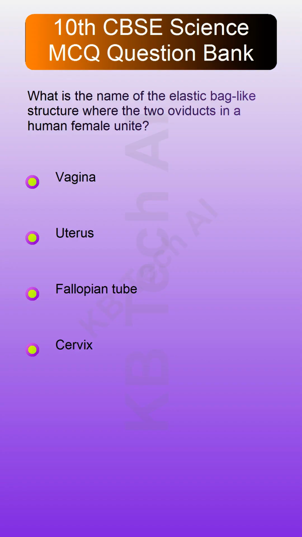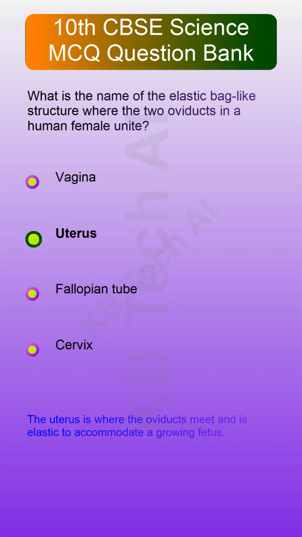What is the name of the elastic bag-like structure where the two oviducts in a human female unite? Option 1, vagina. Option 2, uterus. Option 3, fallopian tube. Option 4, cervix. The answer is Option 2, uterus.